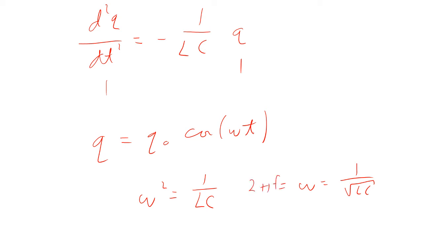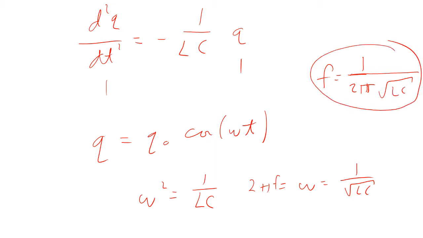Omega is 2 pi f. And so that would mean that the frequency of the oscillation is going to be 1 over 2 pi square root LC. And so that gives you the frequency of oscillation. So if you know the inductor and the capacitor, you can then find what frequency of oscillation you have. And so that gives you a resonance, because this circuit will naturally oscillate at that point.